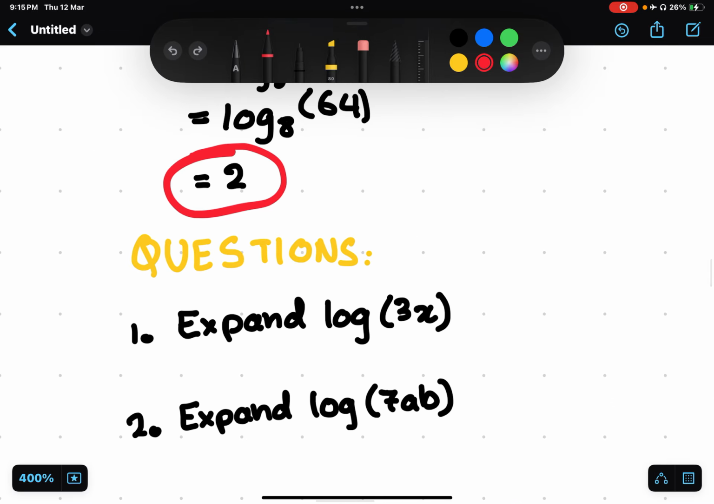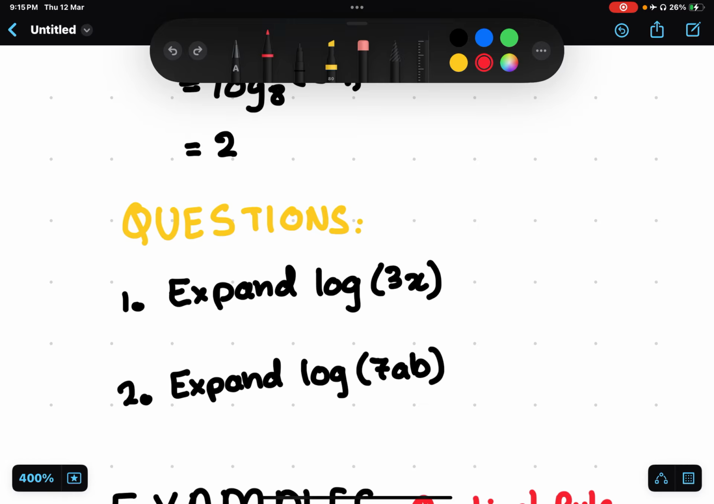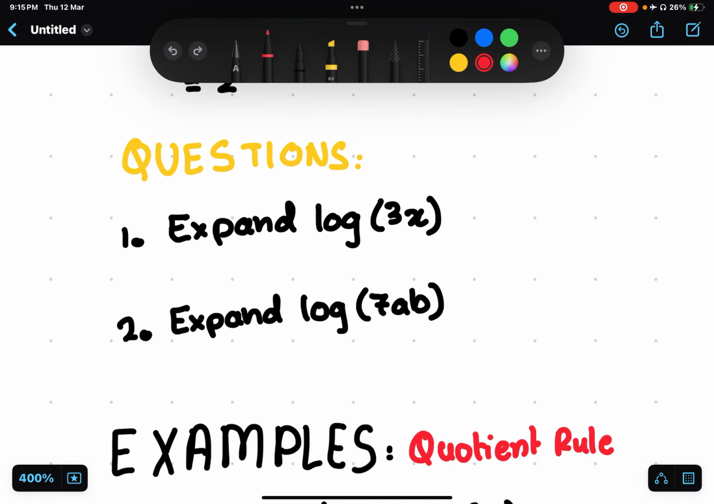So let's just move on to some questions from here. I want you to attempt these by yourself before I explain how to do them. I want you to expand log 3x. So we just want log something plus log something. That's all you need to do for this one. So I'll give you 3, 2, 1.